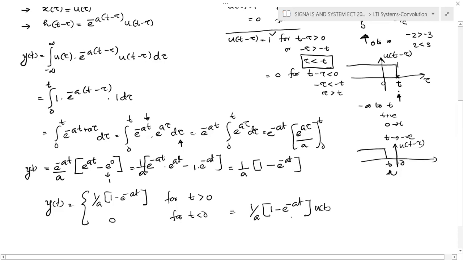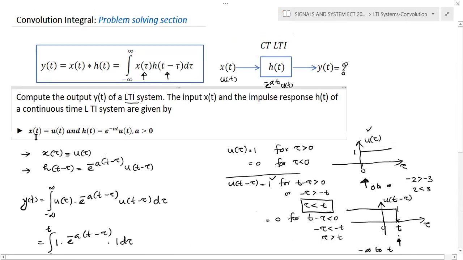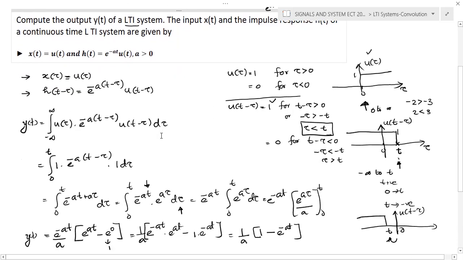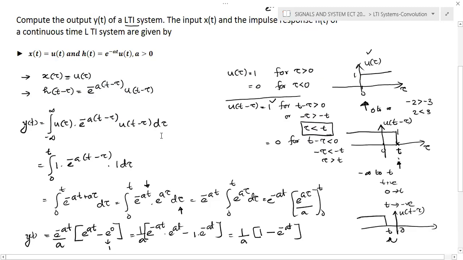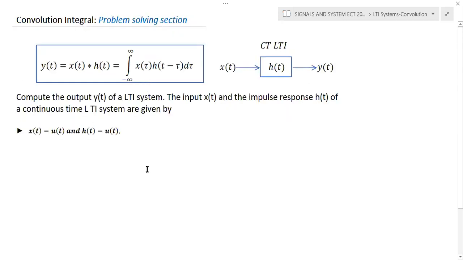Okay, this is all about the first question, y of t, if x of t is u of t and h of t is e raised to minus at into u of t. Now we can consider another question. And one more thing: this question you can also evaluate by another method, using the concept of step response, which we will discuss later. Now we are directly applying the convolution integral equation. If one of the inputs is a step, that is the step response, and for that we will get a reduced equation that we will discuss later. Now we can discuss the second question.